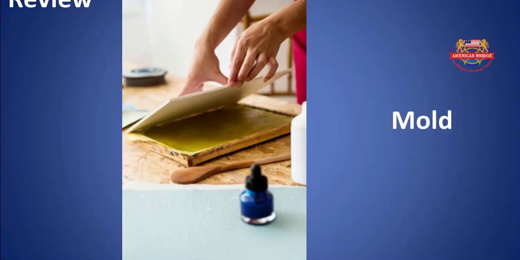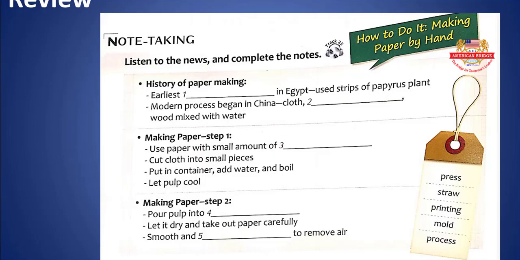And we have the last one here, which we learned about when taking notes last time. First, you recognized the history of making paper. Number two, making paper, step one and step two. Then you use fiber, press, straw, printing, mold, and process to fill in the gap. Number two, straw. Number three, printing. Number four, mold, and number five, press. Got it?